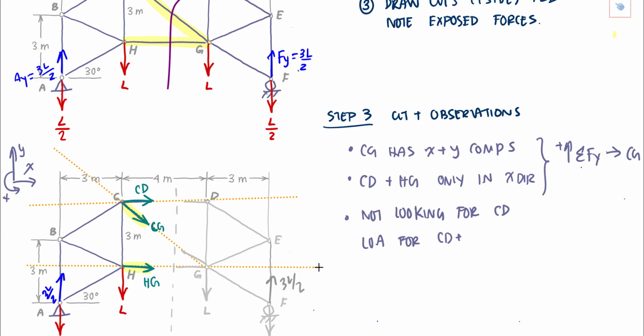So when looking at lines of action, it's always great to see where two forces can intersect. That's always a good point to look at. And we see that joint C is shared by CG and CD, right? So if I've already solved for CG and I just have HG to look at, then let's see.